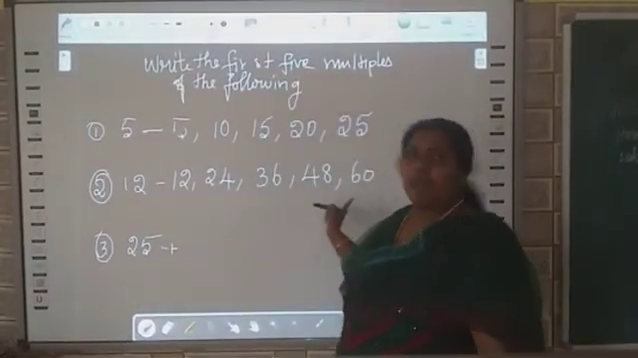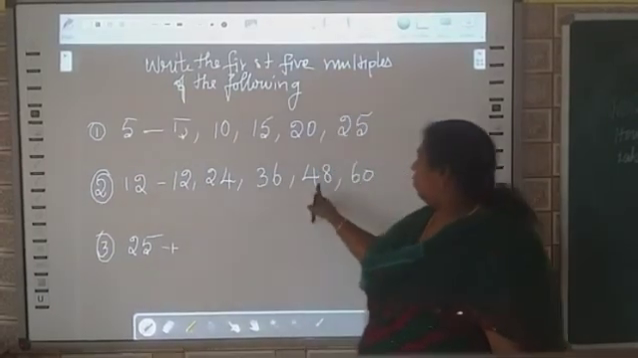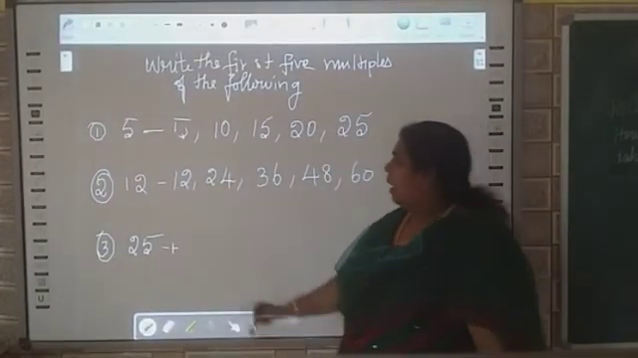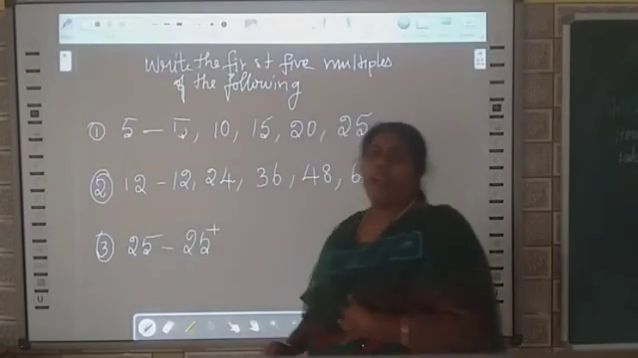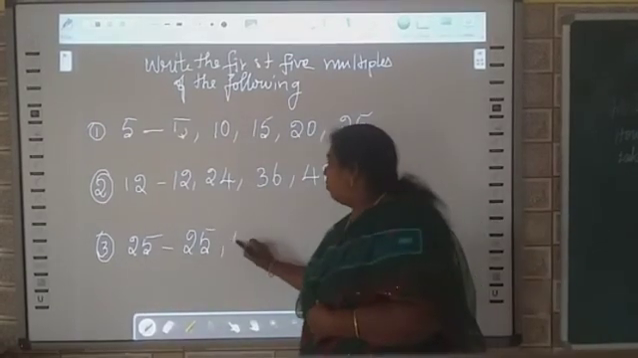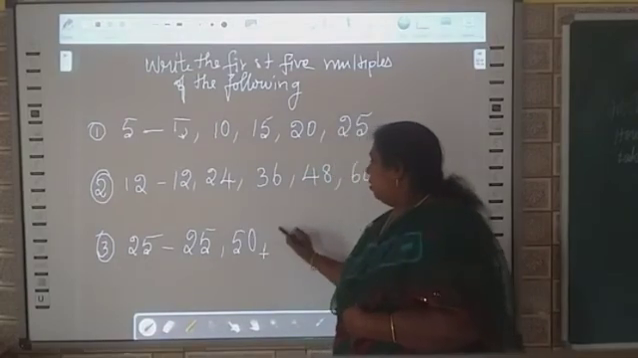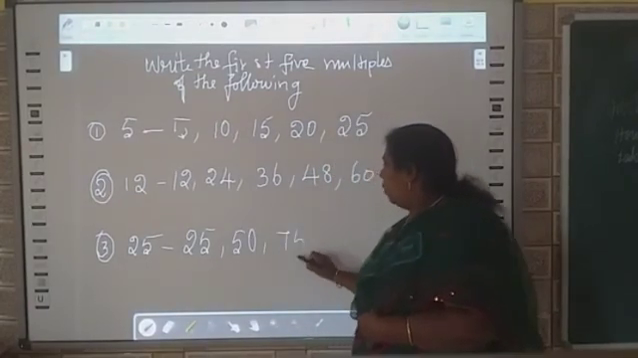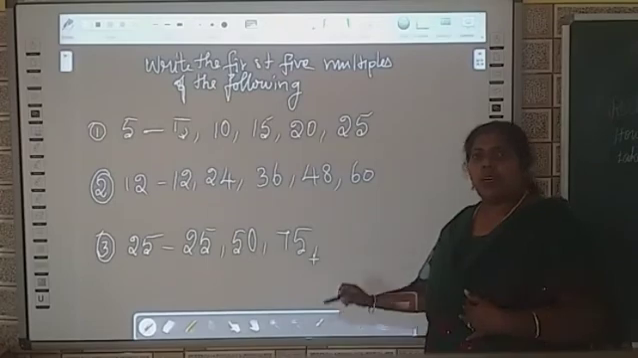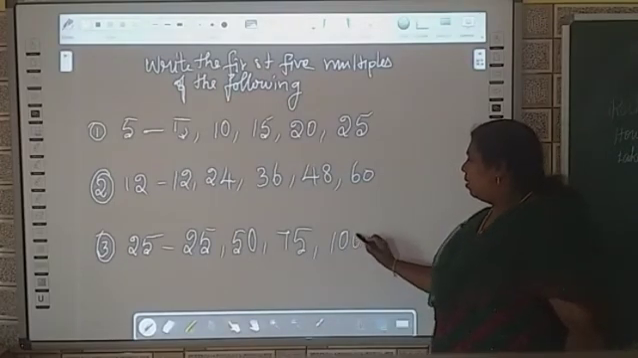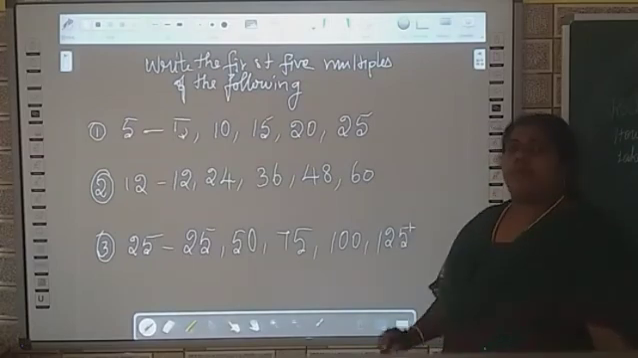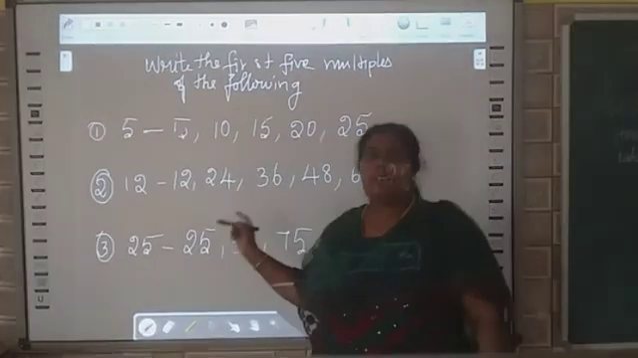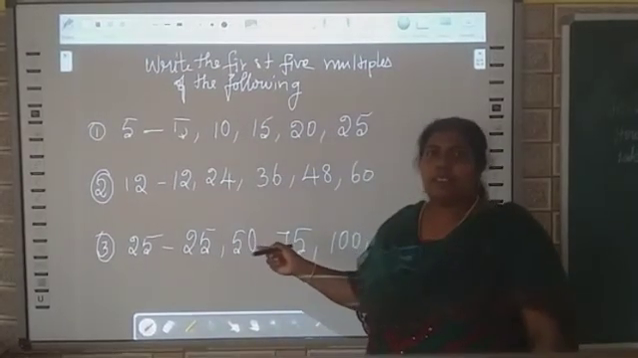Here also we are getting 5 multiples. 1, 2, 3, 4, 5. Right? Next, 25 multiples. The first multiple is 25. Second 50. Then 75. Fourth multiple is what? 100. Then fifth, 125. Understand? Now, how do you know how to find the multiples?